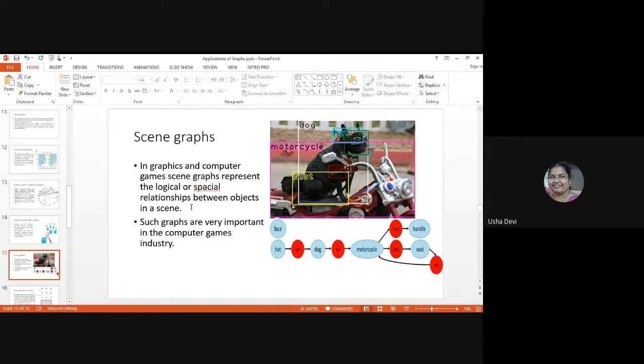In case of a scene graph, we have so many objects. From one object to another object, we have some interaction, and those relationships should be specified with the help of the edges. One best example is this image. All kinds of computer games come under this, and you can say it is an example for scene graphs.